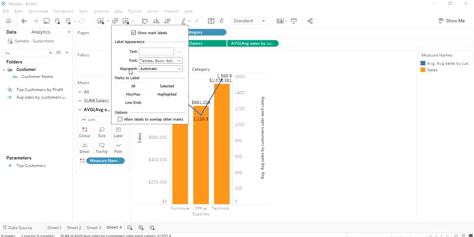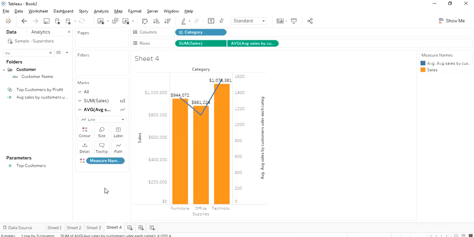What I'll do, this is overlapping, so I'll just uncheck this. Okay, now say both axes, the x-axis, this is for the primary, this is for the primary sum of sales, and this axis is for the average sales. Though we have two axes.